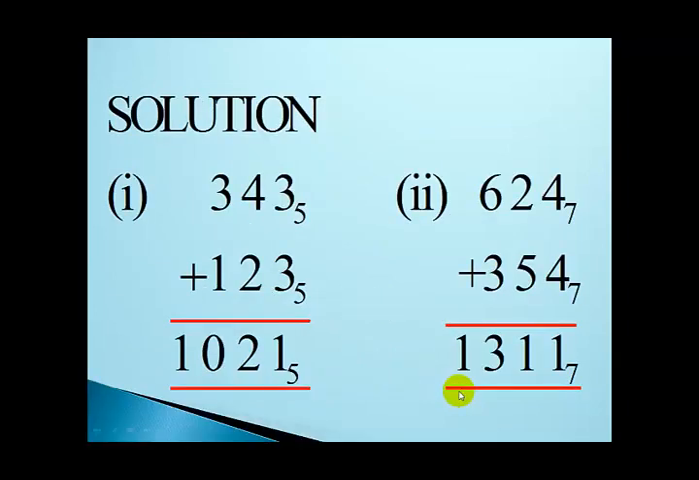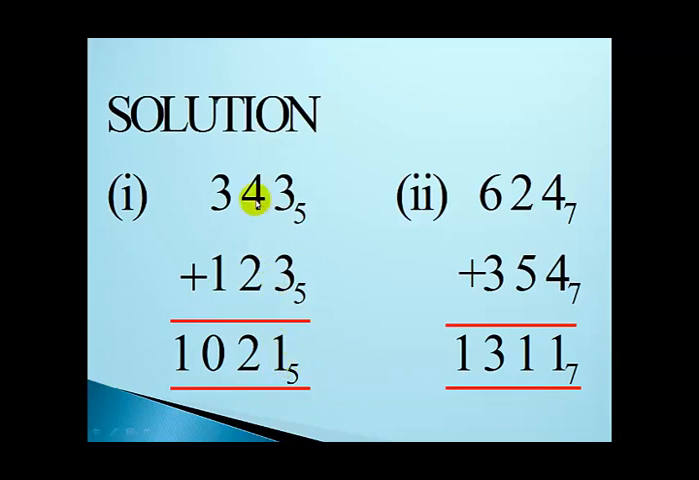Now let's look at the solution. 3, 4, 3 base 5 plus 1, 2, 3 base 5. Now 3 plus 3 equals 6. And 6 in base 5, we write the remainder first. The remainder is 1, and the number of group is 1.